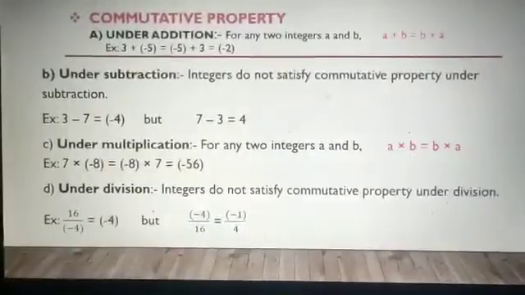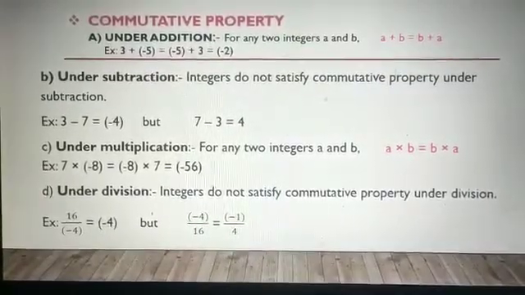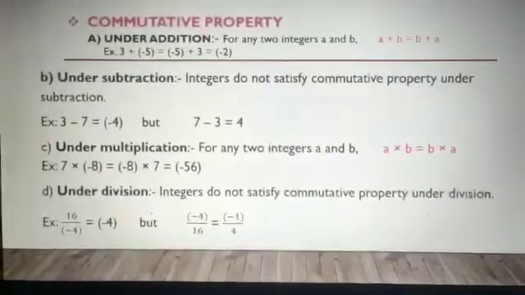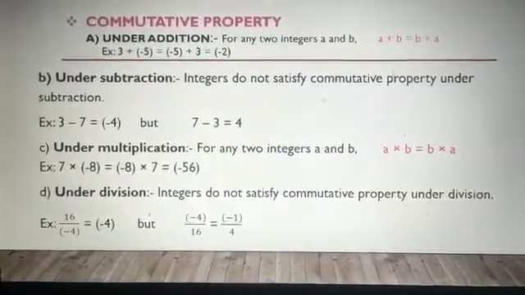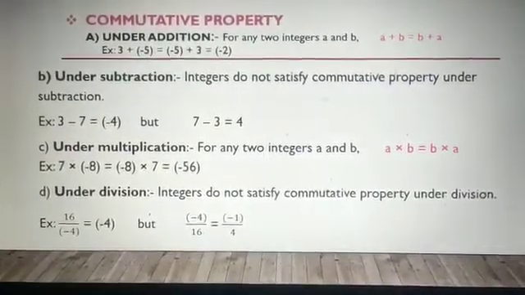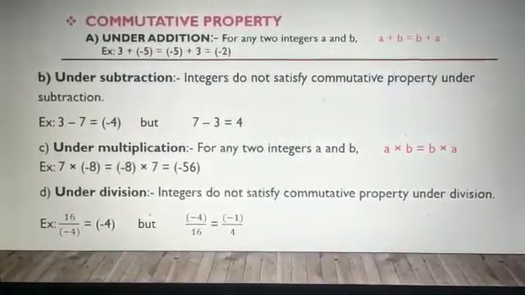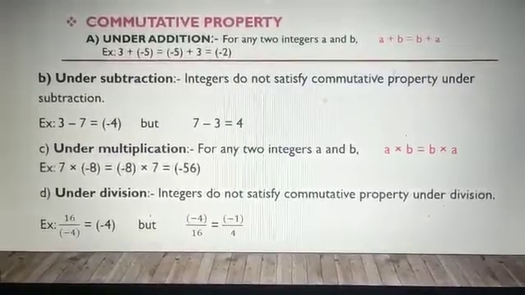Now under subtraction, commutative property does not hold under subtraction. Why? Let's take an example. 3 minus 7 is equal to minus 4. But when we subtract 7 minus 3, we get 4 as the answer.